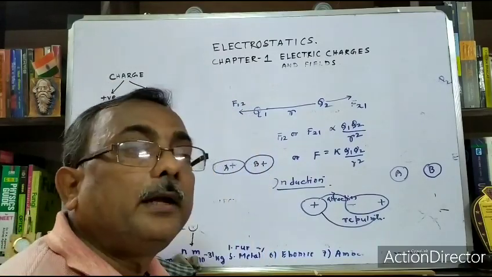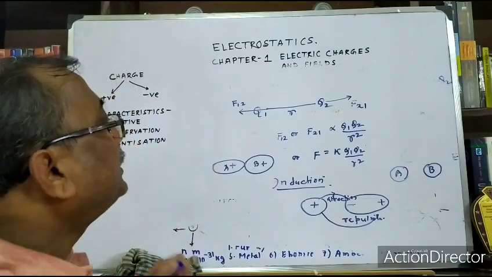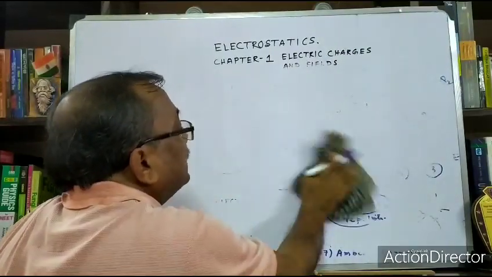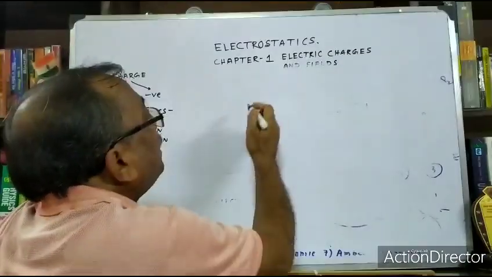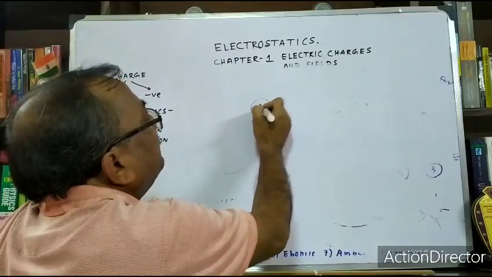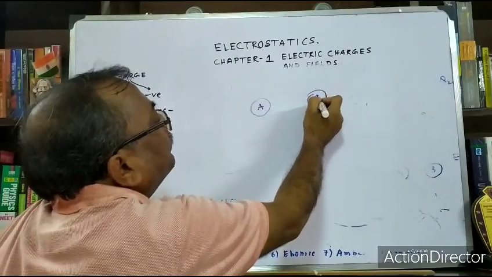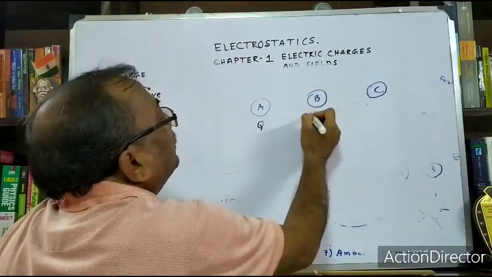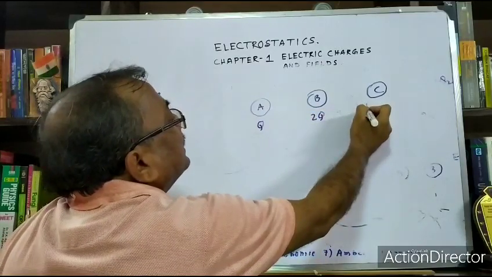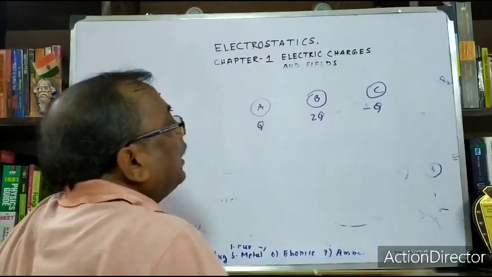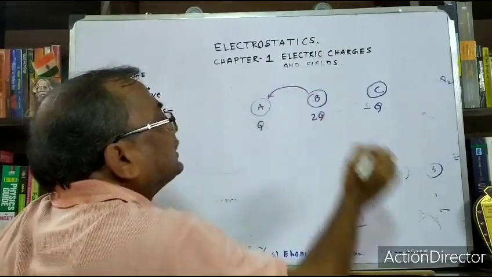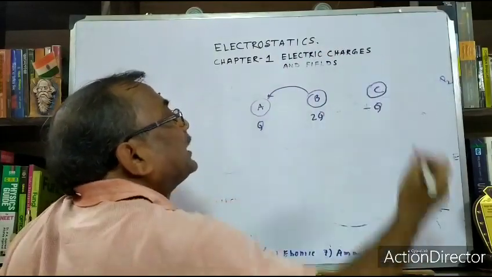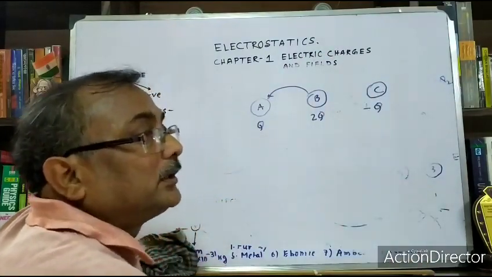Finally, I will give you a numerical on the basis of this topic. Suppose I have given you three objects, object A, object B and object C, and the charges of these objects are Q, 2Q and minus Q. When A and B are kept in contact and separated, and then B is kept in contact with C and separated, what are the final charges?